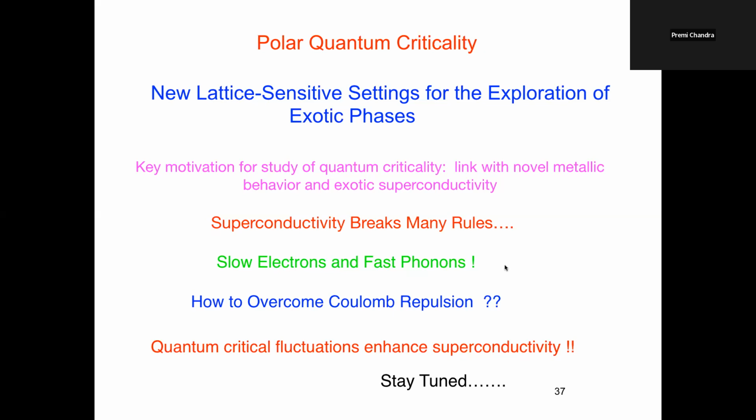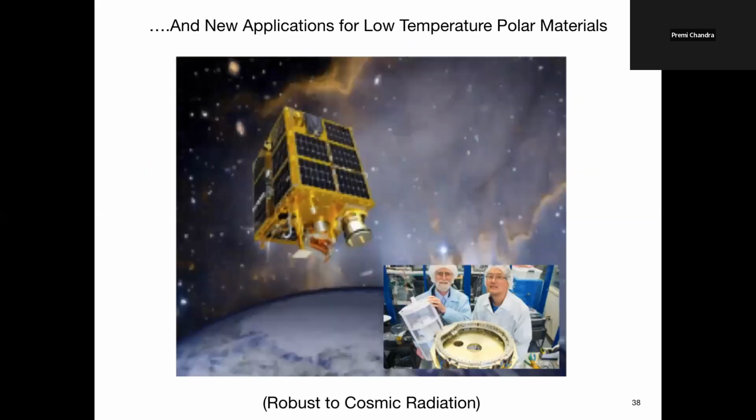So anyway, I used to always have to talk to the vice president about what use it is. But it turns out that there are new applications for low temperature polar materials, because for reasons that no one seems to understand, they're robust to cosmic radiation, so they're actually used for satellite memory.